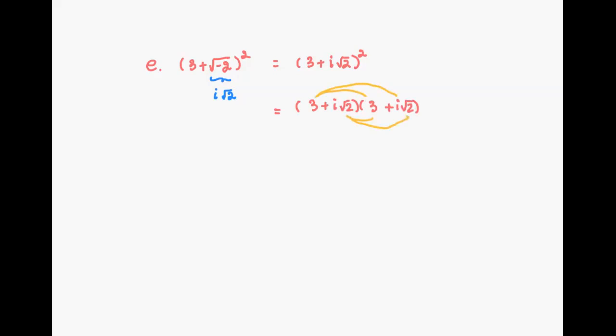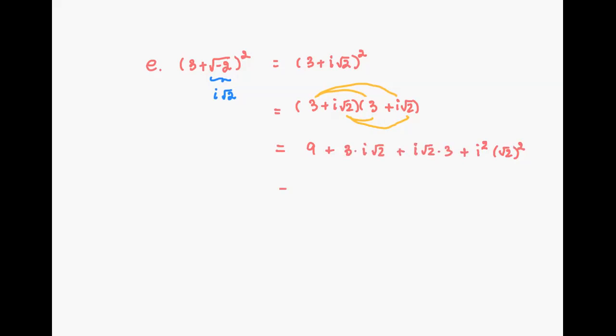The first term times first term, or 3 times 3, that is 9. The outer times outer is 3 times i square root 2. The inner times inner is i square root 2 times 3. The last times last is i times i, which is i squared. Square root 2 times square root 2 will become 2 later.